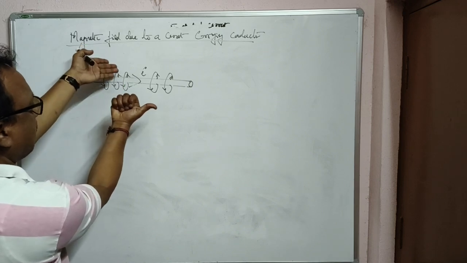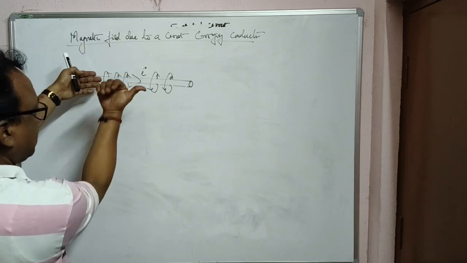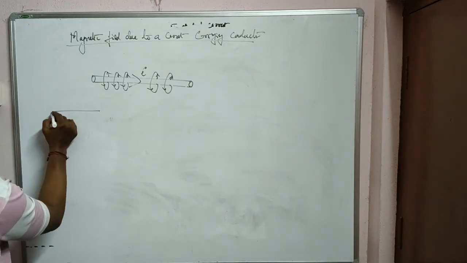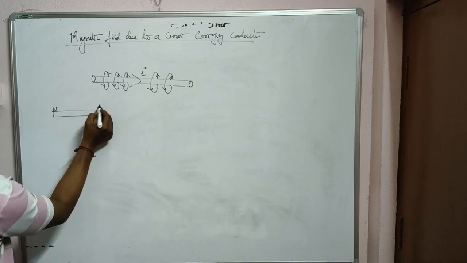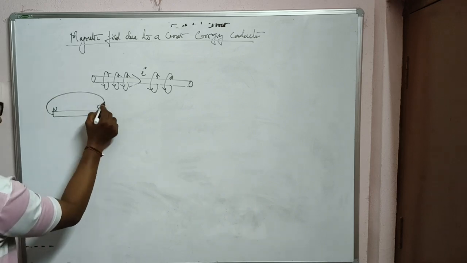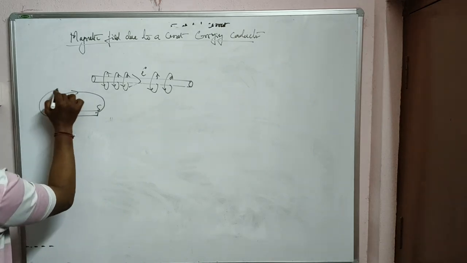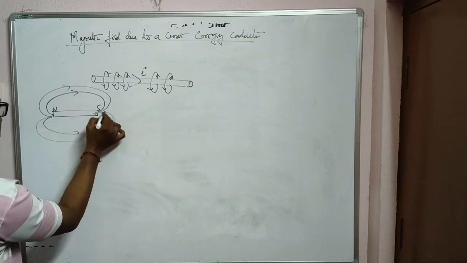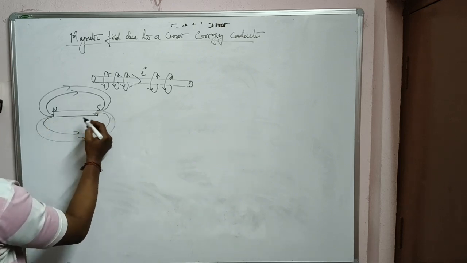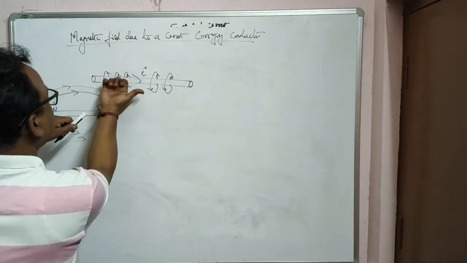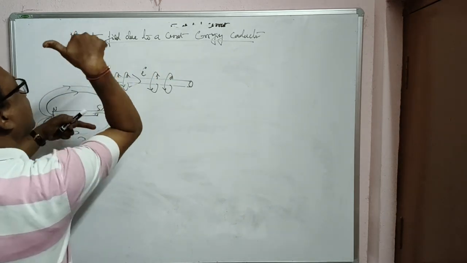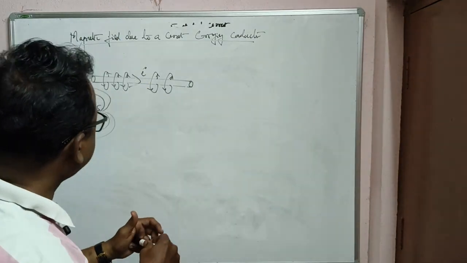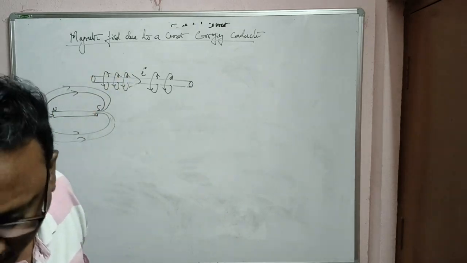That means the north pole is inside the board, and the field comes outside, north to south, so the south pole is outside. Just now I told you, if you take a bar magnet, the lines come north to south. So when the line is coming in this fashion, the north pole is inside the board and the south pole is outside. Like that, a current carrying conductor or coil acts as a magnet.